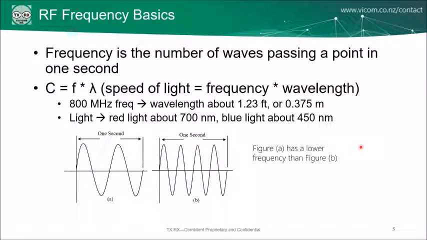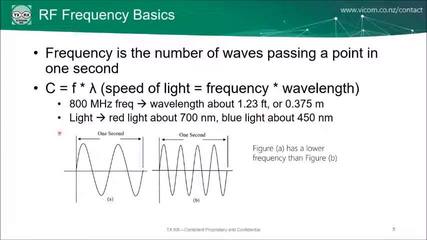Since I mentioned frequencies, frequency is the number of waves passing a given point every second. It's defined by a formula where the speed of light equals the frequency times the wavelength. So for 800 megahertz, which is a fairly common radio frequency, the wavelength is about 1.23 feet, or about 0.375 meters. In comparison, red light is about 700 nanometers, blue light's about 450 nanometers. They behave the same, but you can see there's a big difference in terms of the wavelength.